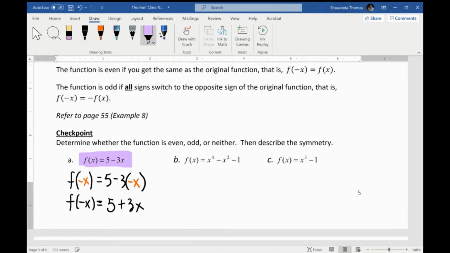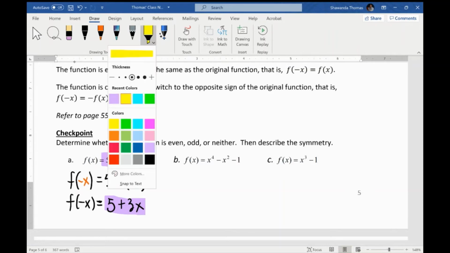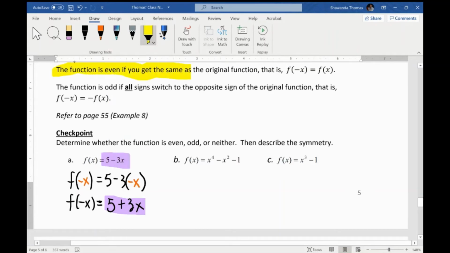This original function to this. Are they exactly the same? No. So this is not 5 plus 3x. 5 minus 3x is not the same as 5 plus 3x. Therefore, we can conclude that it's not even, because the function is even if you get the same thing back as the original. So we know it's not even.